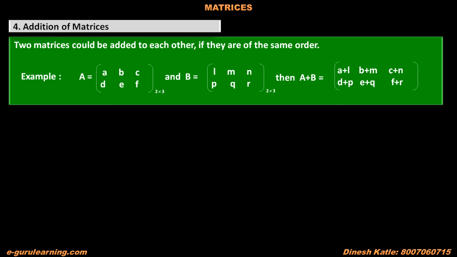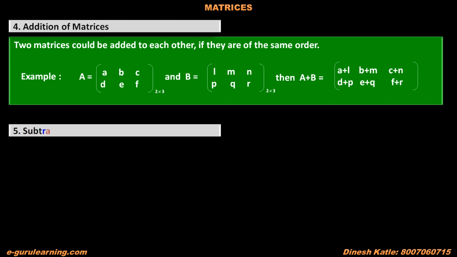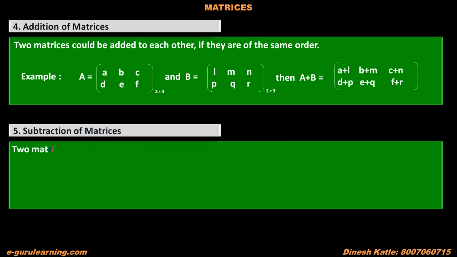This matrix has order 2 into 3, means same order as that of A and B. Subtraction of matrices. Two matrices could be subtracted from each other if they are of the same order.